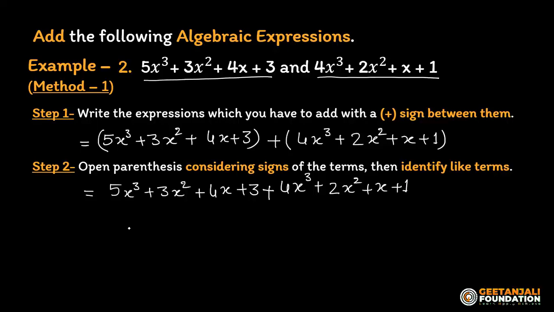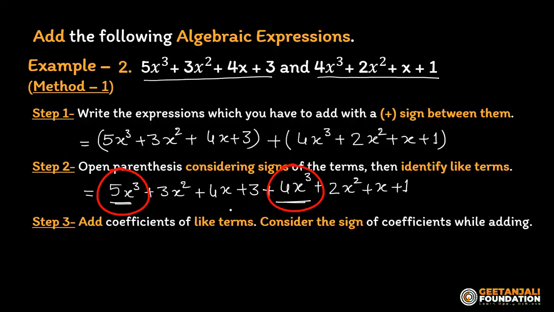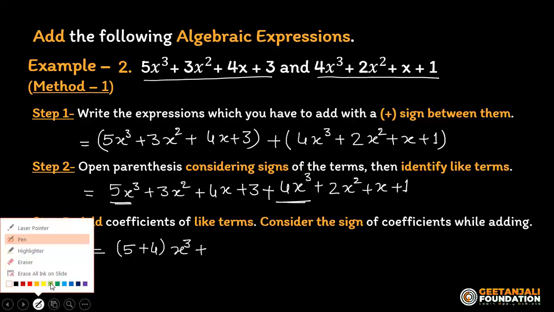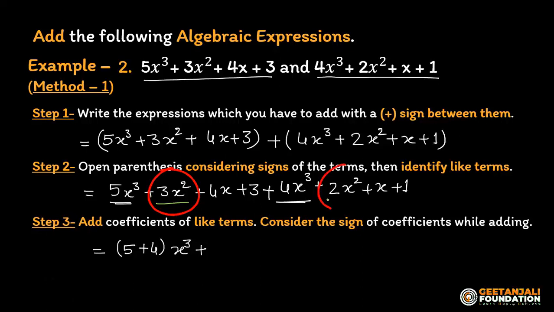Now we have to identify like terms. So let's start with 5x cubed. This is x cubed, this is x squared, x3, so this is x cubed. So these are two like terms. In the next step, we have to add coefficients of like terms. So here the coefficient of this term is 5 and here the coefficient of this term is 4. So we will add them and we will write x cubed. Now the next step is we will find out the next pair of like terms. So we see this is the next pair of like terms, 3x squared and 2x squared.